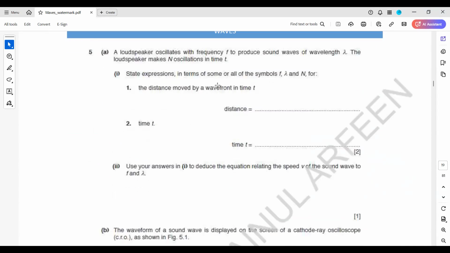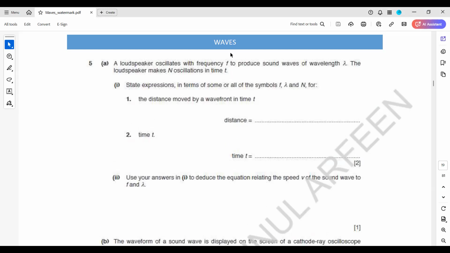In question 5, a loudspeaker oscillates with a frequency f to produce a sound wave of wavelength lambda, and the loudspeaker makes n oscillations in a time t. State an expression, in terms of some or all of the symbols, for the distance moved by the wavefront in time t. So how much distance will these wavefronts cover?